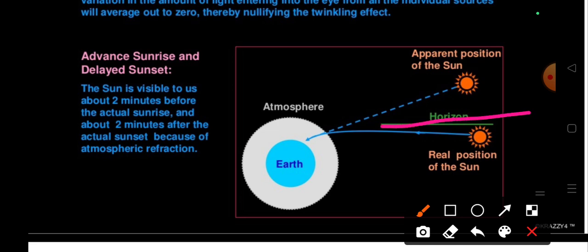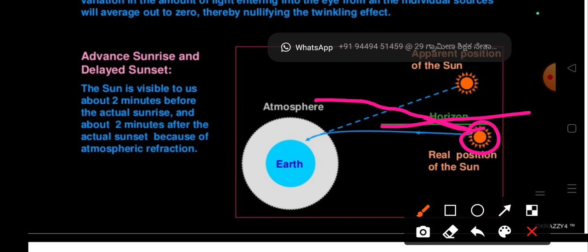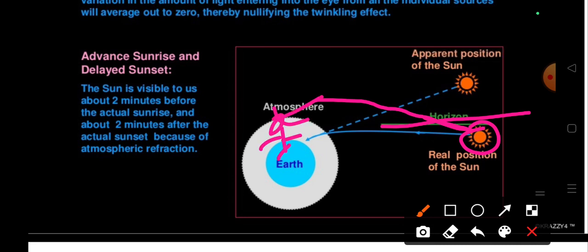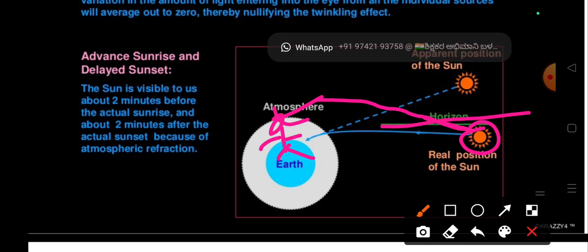This is the horizon. If the sun is below the horizon, the light rays coming from the sun pass through the earth's atmosphere, they refract, and they reach you. You are here, they reach here. Because of refraction, the sun has not risen; it has not come above the horizon, but the light rays coming from the sun are reaching us. They are reaching us, which means the sun is visible to us. That's why it is called advanced sunrise.